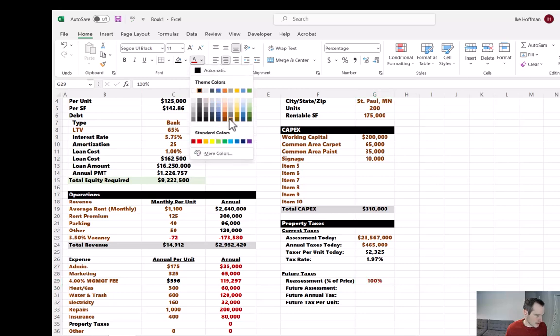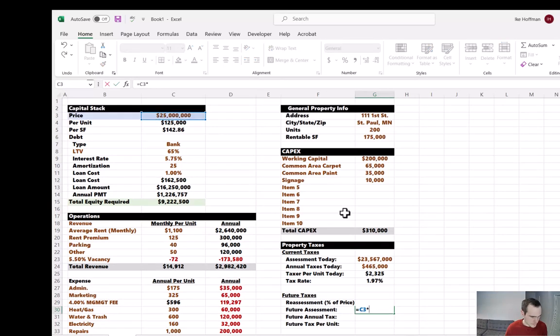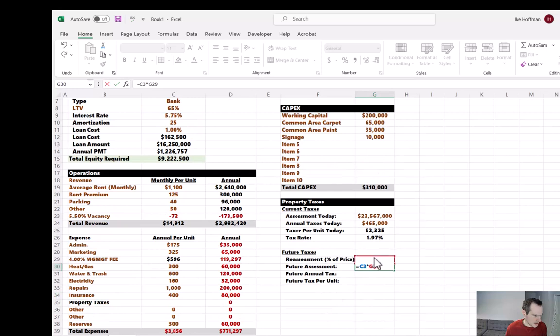Make that a brown tick cell, as that is your decision. So then the future tax assessment would be the sales price times 100%. Your future property tax exposure would be 1.97% times 25 million.